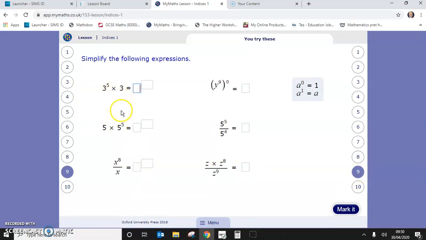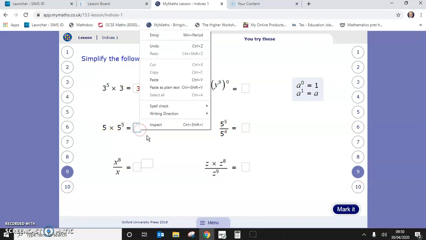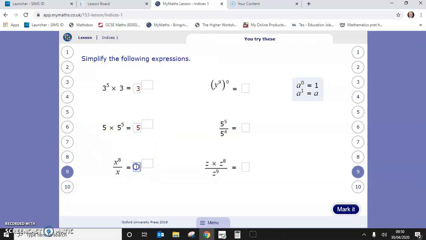So these are lots of different versions now. My base number is 3. And what I'm going to do to start with is go through each of these and just write the base number. So I've got half marks already. My base number here is 5. My base number here is X. My base number here is going to be Y.